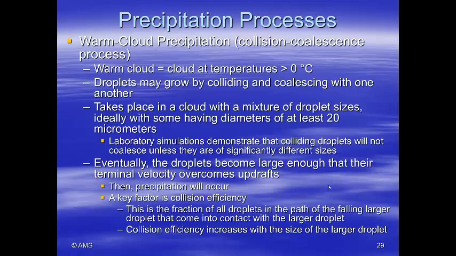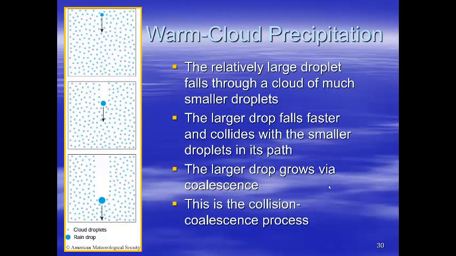And they get larger and larger, and eventually the droplets become large enough that their terminal velocity overcomes any updrafts that are trying to push them back into the cloud. And they fall as precipitation. So we have a tiny water droplet, it sticks together with another water droplet. It gets bigger and bigger, and eventually it reaches a size that it falls out of the cloud.